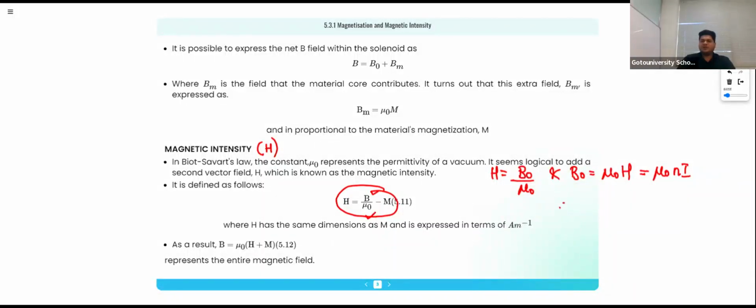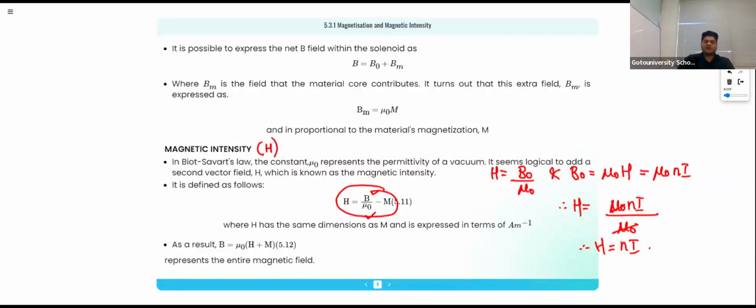So H is equal to, in place of B naught, I am writing mu naught N I upon mu naught. This mu naught and mu naught will get cancelled, and you will get the H value as N into I, where N is the number of turns and I is your current.